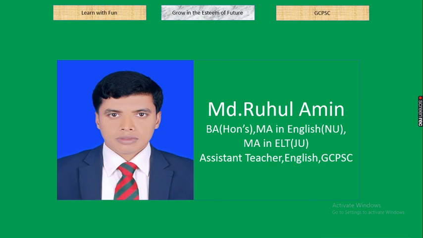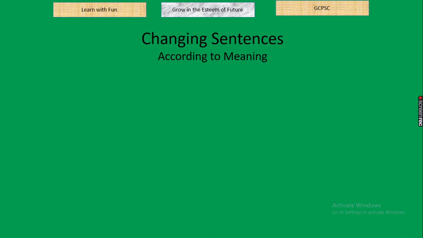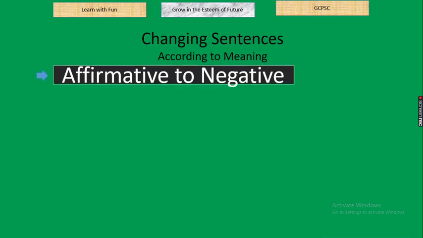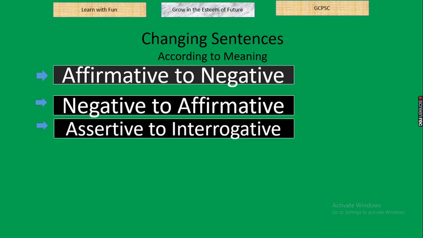Today I am here to present before you a class regarding changing sentences according to meaning. We have already had one class on changing sentences according to meaning, in which we learned about affirmative to negative and negative to affirmative. Now, in this class, we shall be discussing assertive to interrogative and vice versa. That means interrogative to assertive. If we learn assertive to interrogative, automatically we will learn interrogative to assertive.